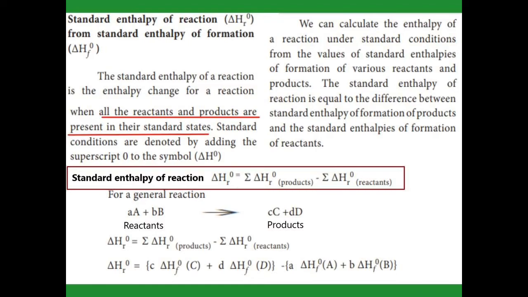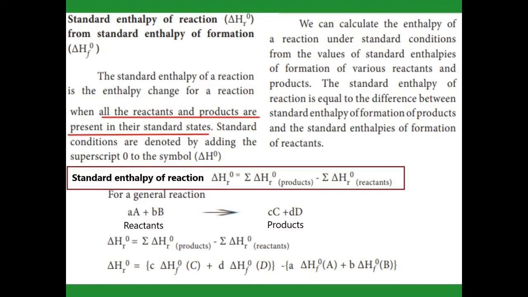So for the reaction we have the products as well as the reactants. First, the products: how many products do we have? Two. The enthalpy changes of the two products we have to add, that is the summation, minus the summation of the enthalpy changes of the reactants.